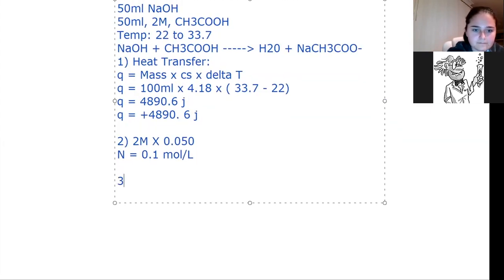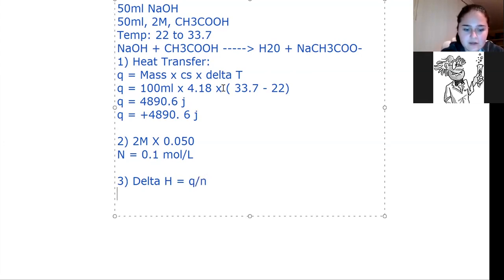Since we've got that now, we're going to find out the official heat capacity per, so then we put our joules over our moles. So delta H is equal to Q on N. Do you agree with me? Yeah. Perfect. So we're going to do what you said: 4,890, and we're going to divide that by 0.1. Do you agree? Yeah. Cool.